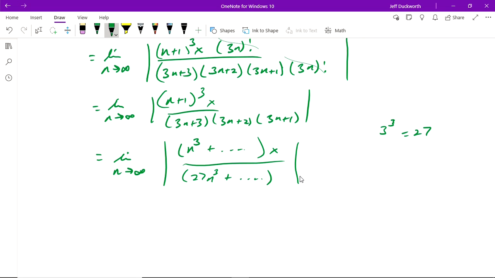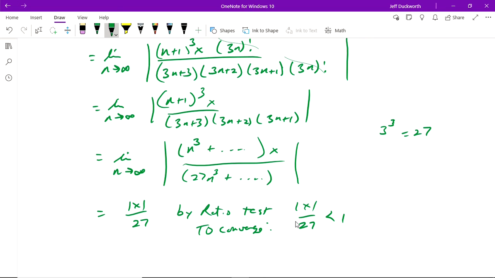So this is what we have. And when we take the limit of this, we've got a cubic over a cubic, which means that as we pull all these out, we're going to be left with the leading coefficients. So that's going to be 1 over 27. So the limit of this is going to be x over 27. Now, by the ratio test, this has to be less than 1 to converge. To converge, that's what we need. And then that means we get the absolute value of x is less than 27, and that is what our R is. So our radius of convergence is going to be 27 for this.